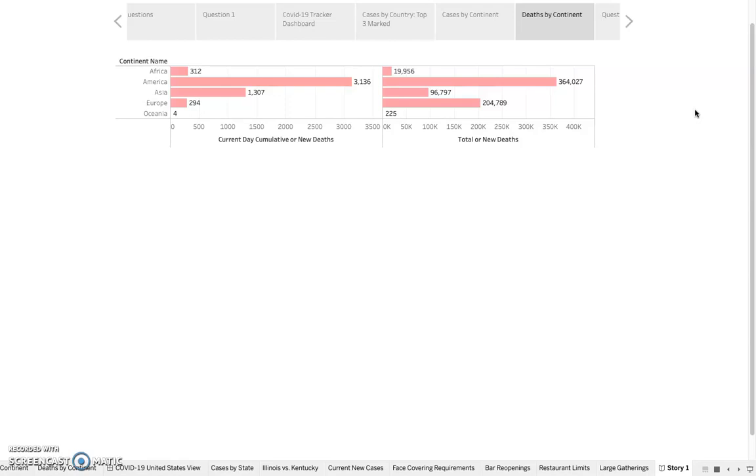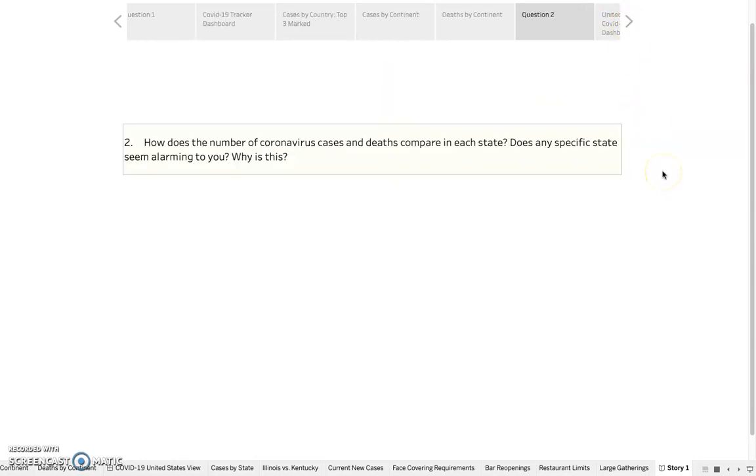Although America has more deaths, Europe actually has a higher fatality rate. Europe has a 7.01 fatality rate, while North America has a 3.76 fatality rate. You could argue that that's because Europe may have had fewer tests and only the people who are really hurting got those tests, and maybe America is testing a little bit more. But I found those numbers a little bit alarming, that Europe's fatality rate was almost double of what America's was. So this leads us into question number two.